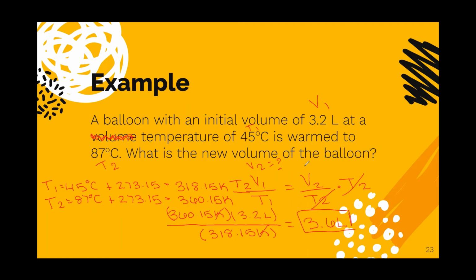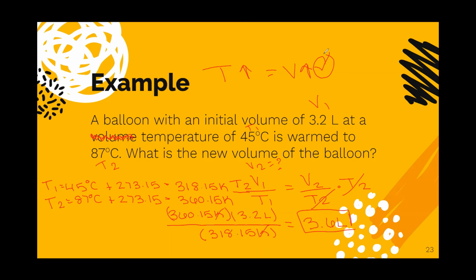Now let's go ahead and make sure that this answer makes sense. So when our temperature increases, which is what happens when it went from 45 degrees Celsius to 87 degrees Celsius, our volume should also increase. And we went from 3.2 to 3.6 liters. So again, a good check to make sure that everything is right.